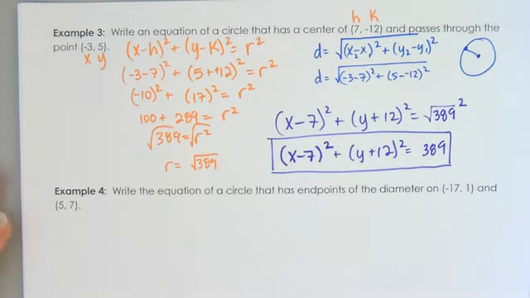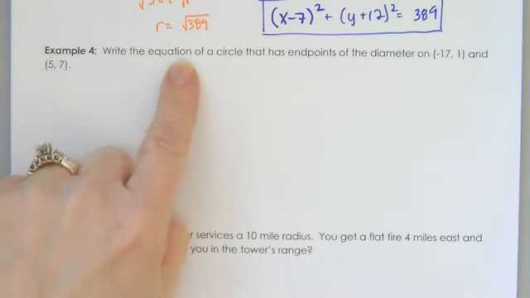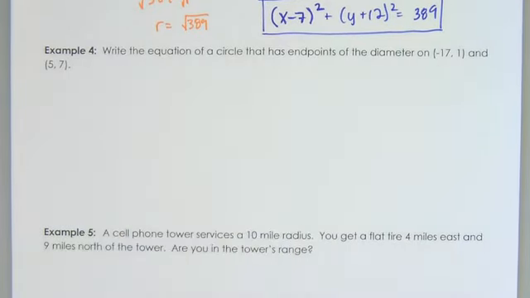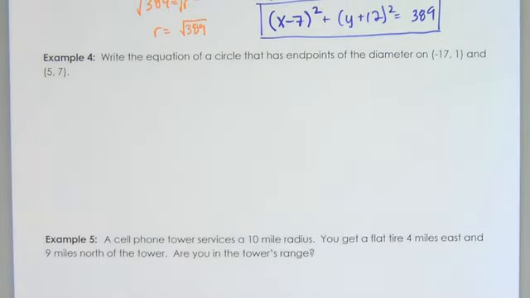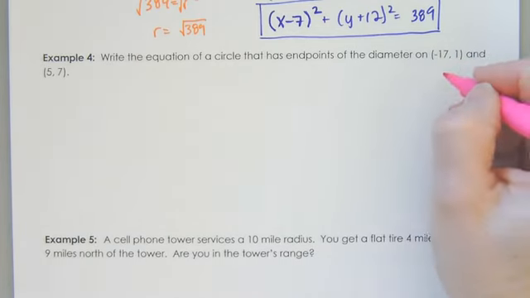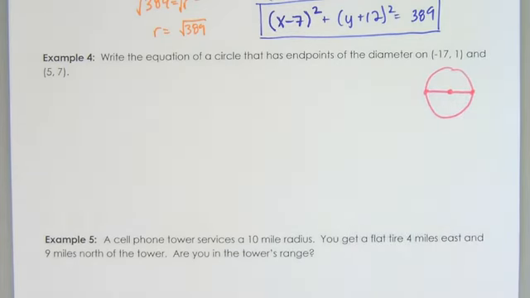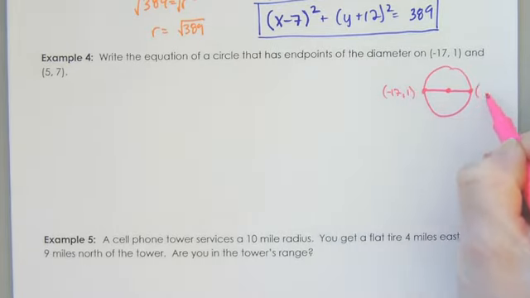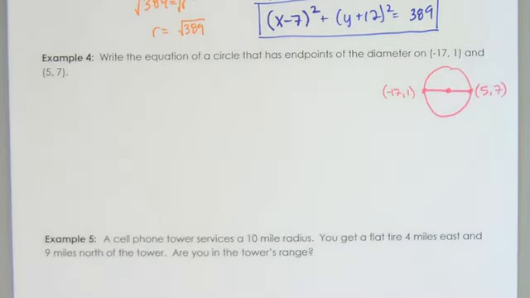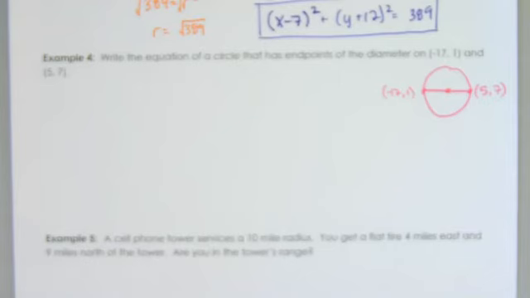Let's try another one. This time, I'm telling you I want the equation of a circle, but I'm telling you that the endpoints of the diameter are at these 2 points. So essentially I'm giving you 2 x, y points. Let's just take a look at that really quick and see what that might look like. So here's a circle. Remember, the diameter travels through, or cuts through, the center. So I'm telling you one of the ordered pairs is -17, 1 and the other one is at 5, 7. The center is in between those 2 points.